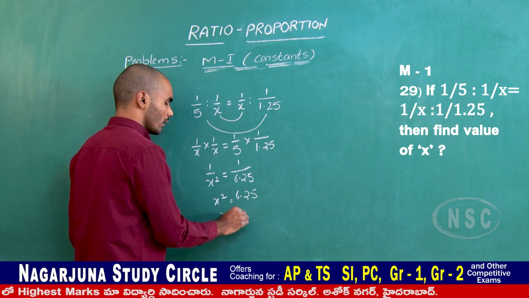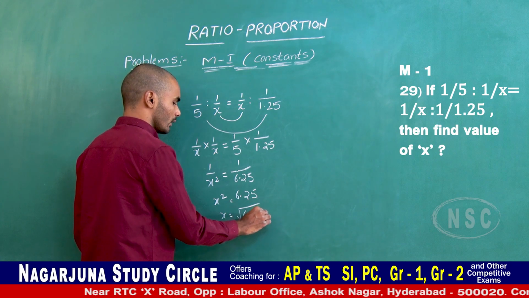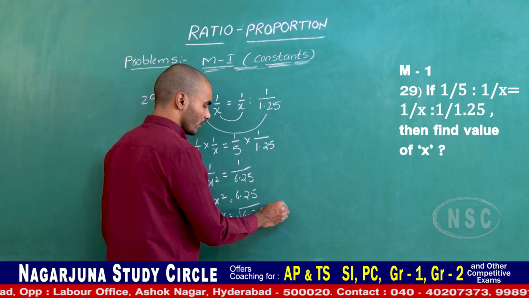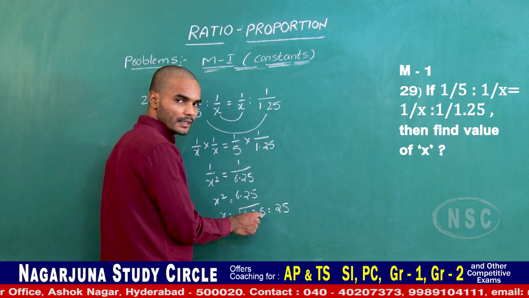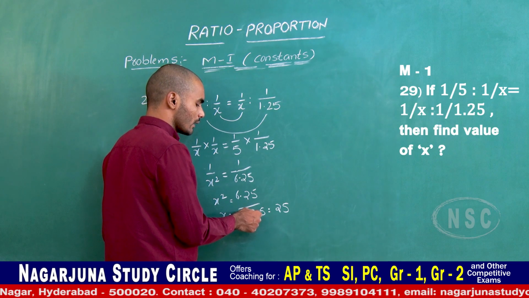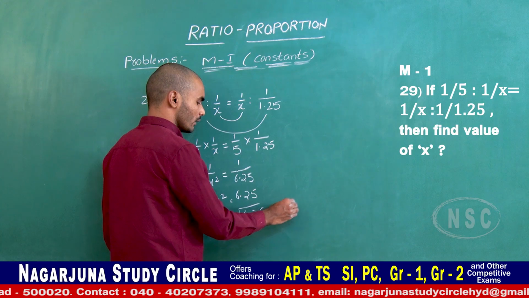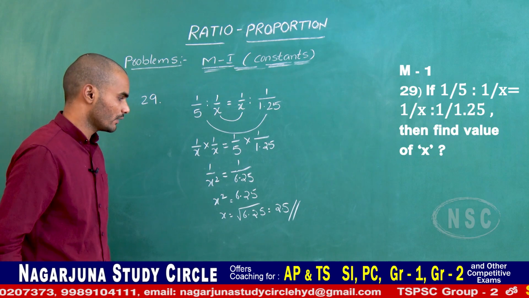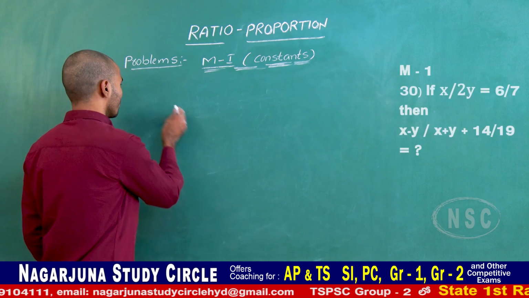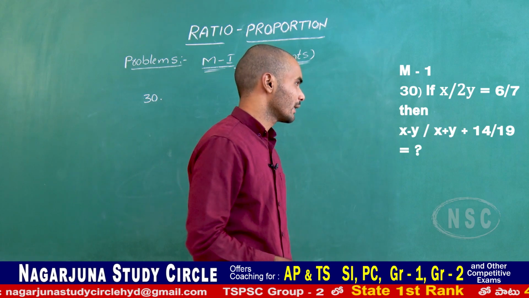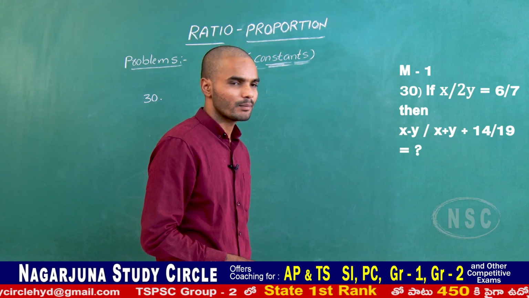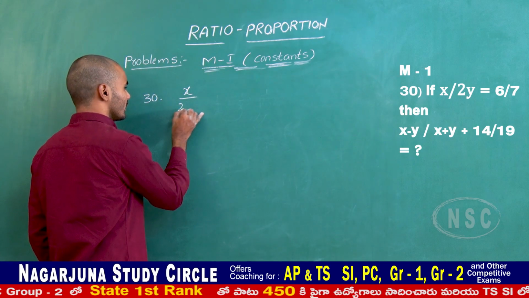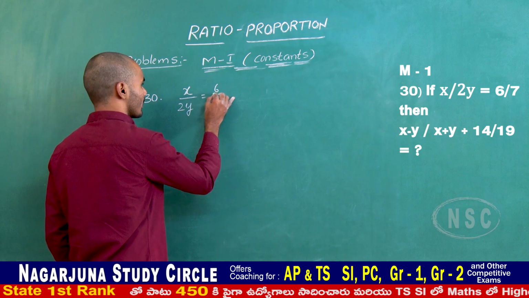X is equal to root of 6.25. 625 is the square of 25. It has 2 decimal points. Under root, 2 points come outside as 1 point. So x value is 2.5. Question number 30. The given question is x by 2y is equal to 6 by 7.